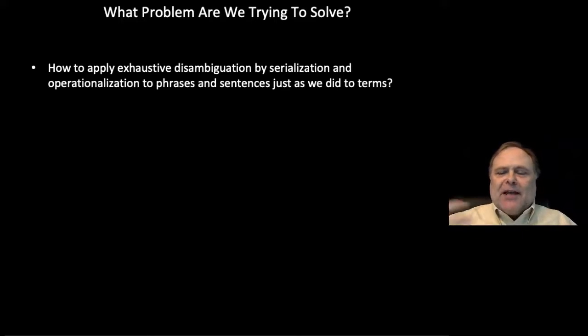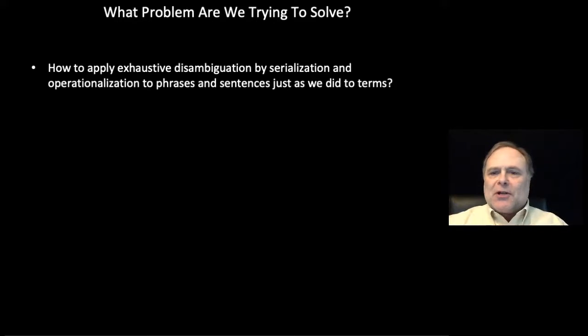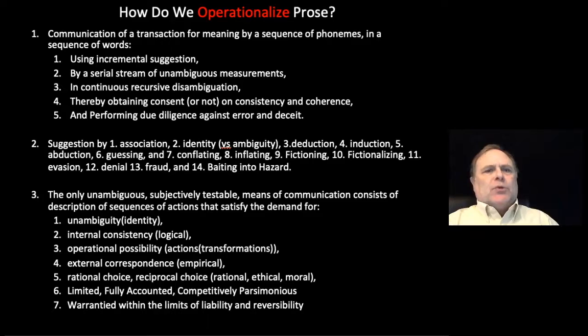Now we've taken an overview of the method and seen the whole thing, and then we worked on concepts, which was the constant relations, dimensions, constant relations, and first principles. A couple of others in there like marginal indifference, and so we went through how to do terms. Well, now we're going to take that up to the next level and say how do we apply that same process to exhaustively disambiguating phrases and sentences. How do we operationalize prose?